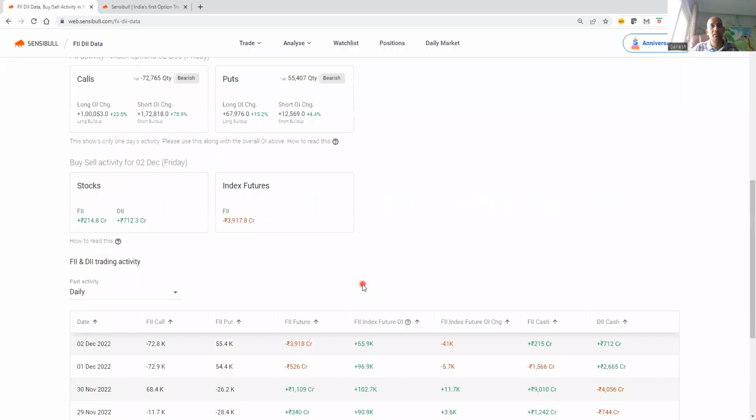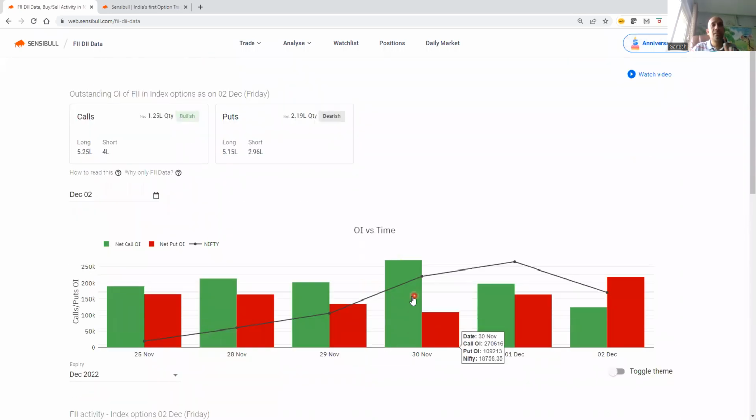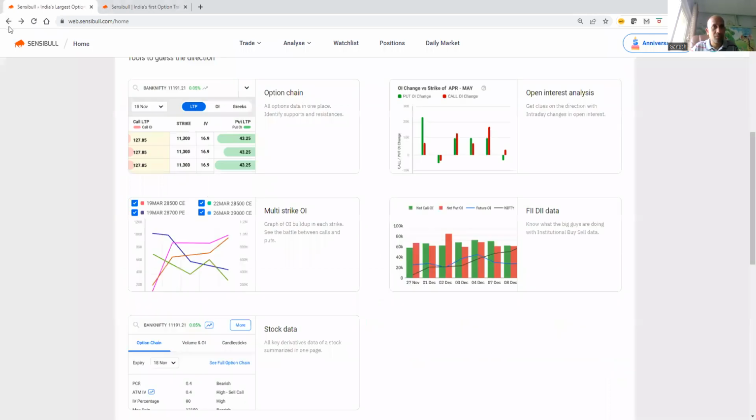This page is important. We can think about that. Yeah, that's all about FII data. I think that's all about the Sensibull overview.